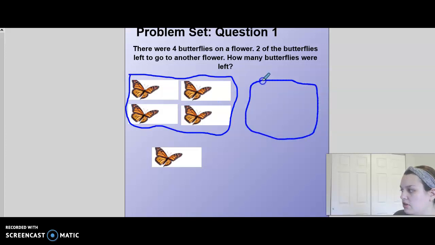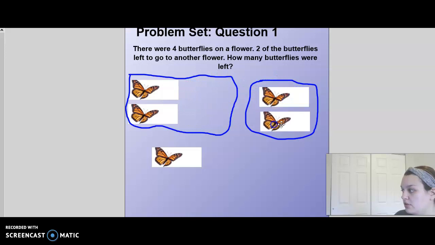Then some flew to another flower. 2 did actually. So 1, 2. How many butterflies were left? So pause me, please. There were 4 butterflies on a flower. 2 left to go to another flower. Pause me and see if you got the right answer.